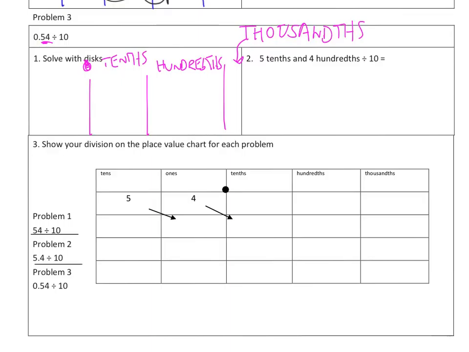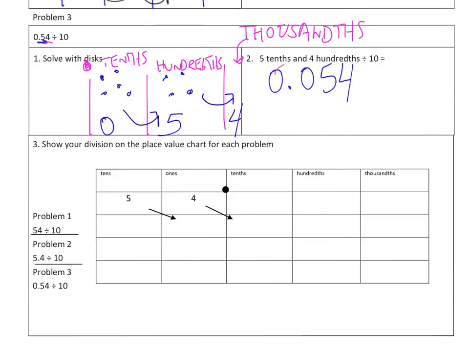So let's see, we're going to start with 5 tenths, because we have a 5 in the tenths place, and 4 hundredths. And since we're dividing, we're shifting to smaller, so everything's going over. So now I have 5 over here and 4 here, which means that since I had 5 in the tenths place, but they shifted to hundredths, that means I have a 0 in the tenths place. So there we go.